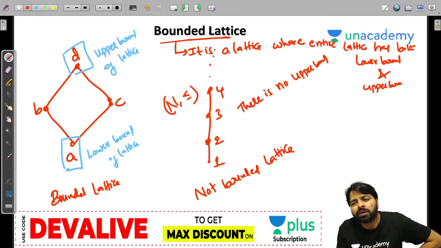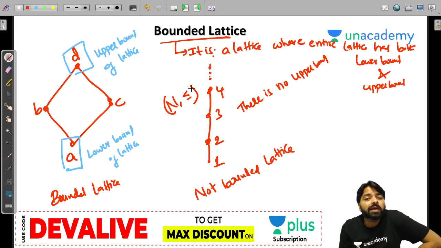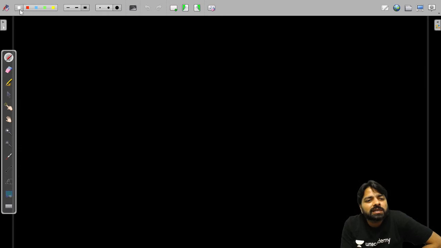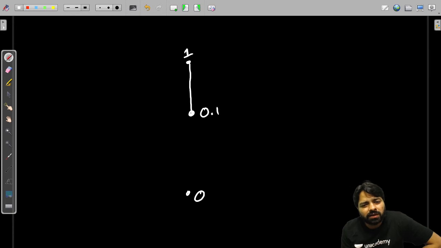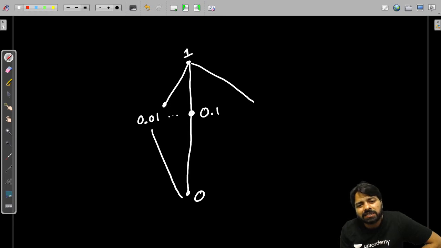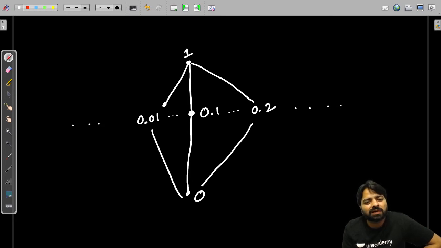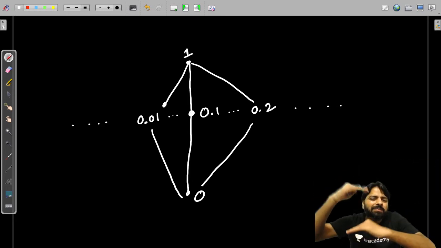Lower bound, upper bound. And you may be thinking, sir, infinite lattices will never have a lower bound and upper bound. Wrong. It could be possible. How? Sometimes, let's say 0 and 1, I'm representing real numbers. Here, I'm just going to represent, let's say, 0.1, and on this side, let's say 0.01. Here so many elements are there. And on this side, let's say 0.2, and infinite elements are there. You know that in between 0 and 1, infinite elements are kept.